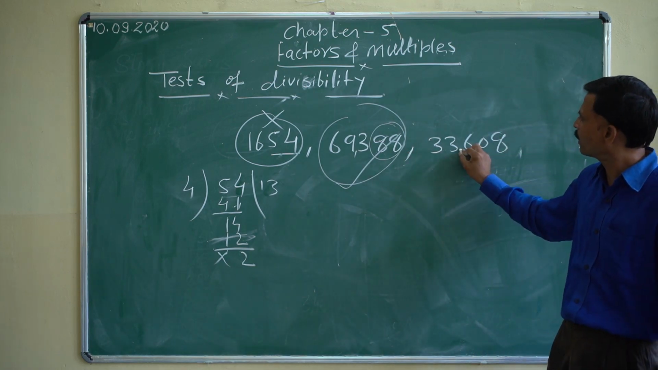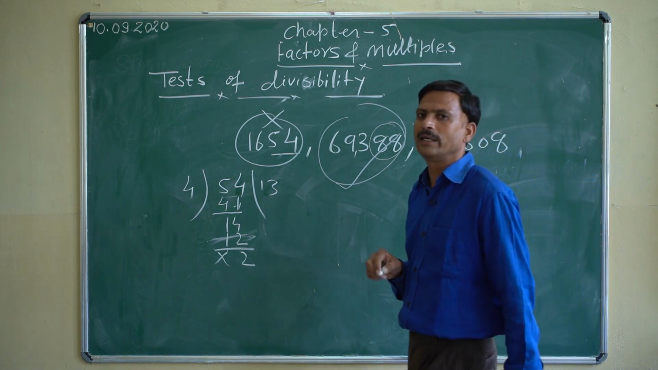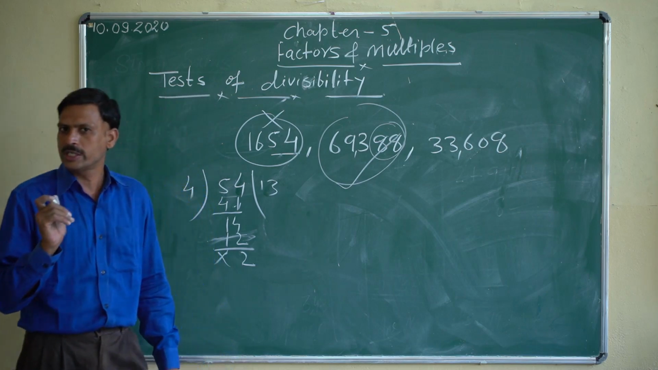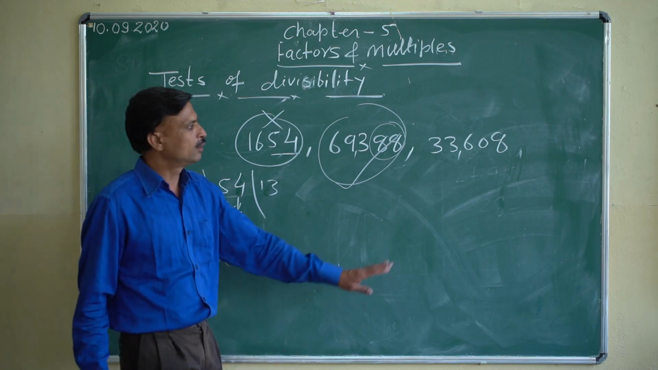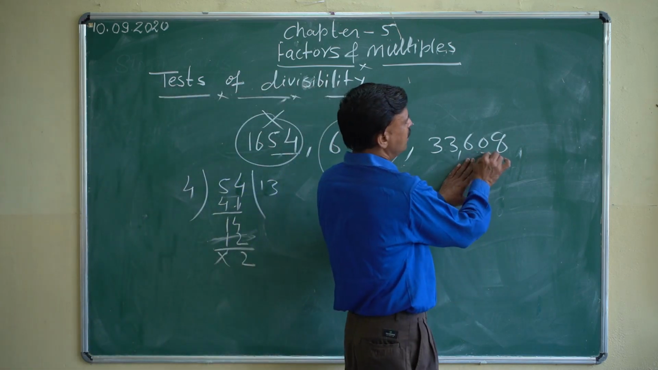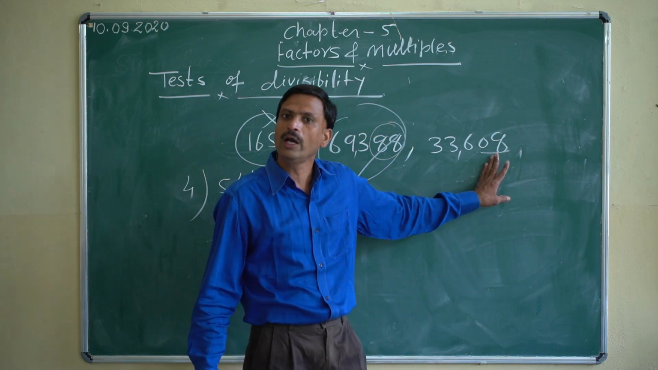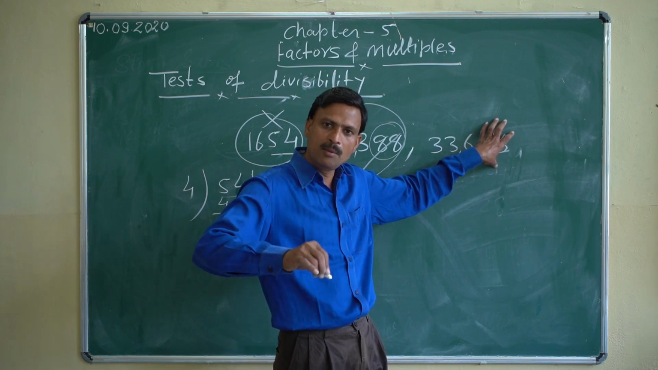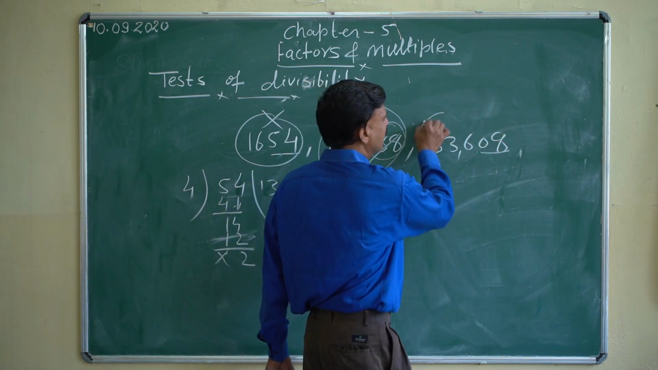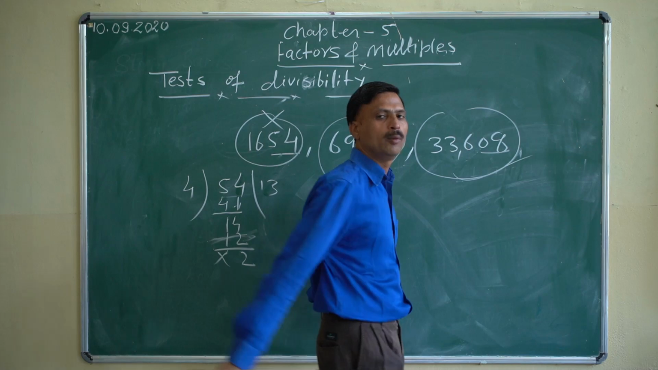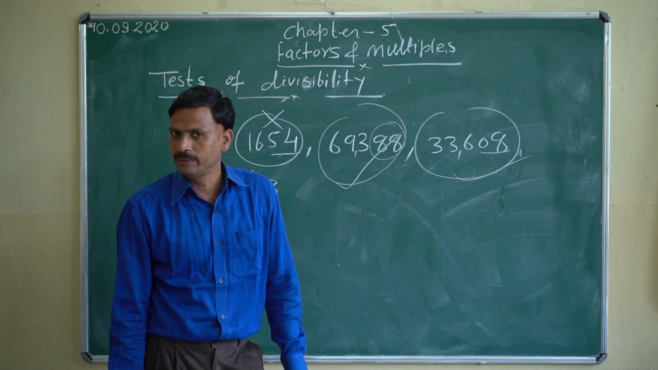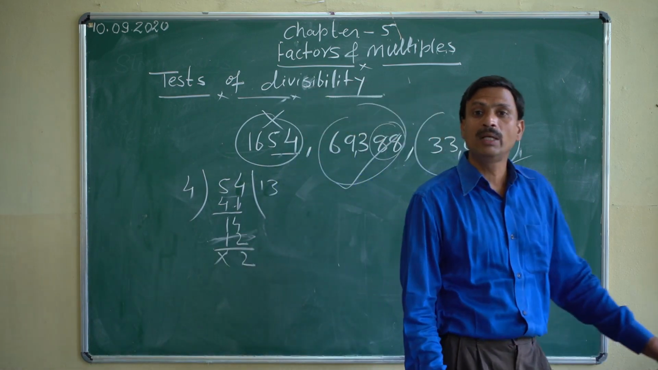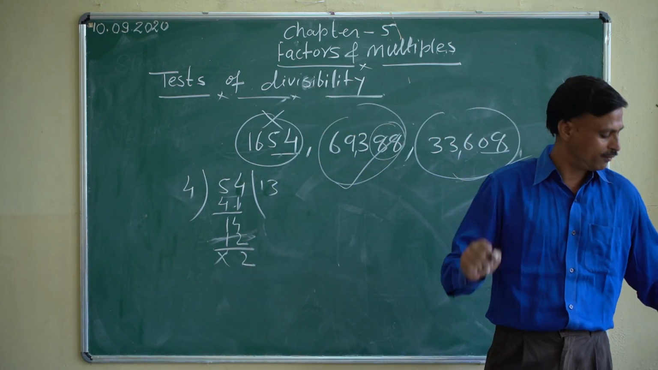Now, next. The next number is 33,608. In this number also, if we take the last two digits of the number, what number is formed? That is 08. 08 means 8. And 8 is divisible by 4. That's why this full number is also divisible by 4. Clear? No problem.